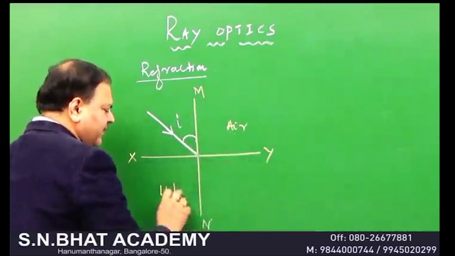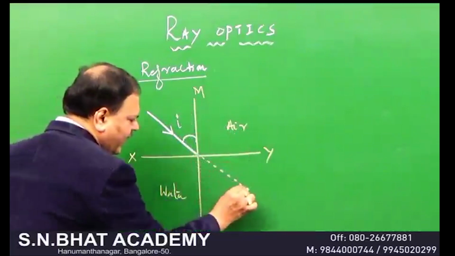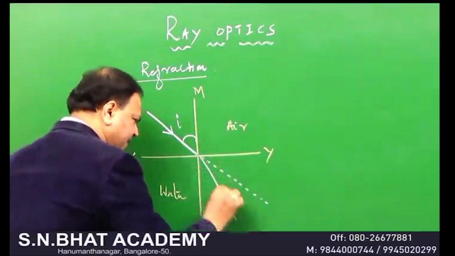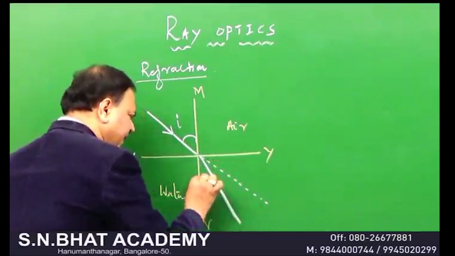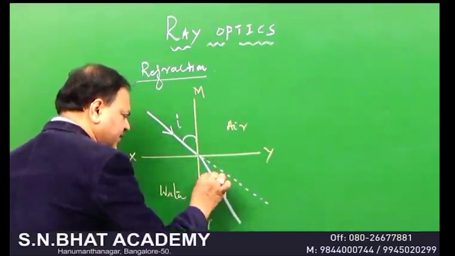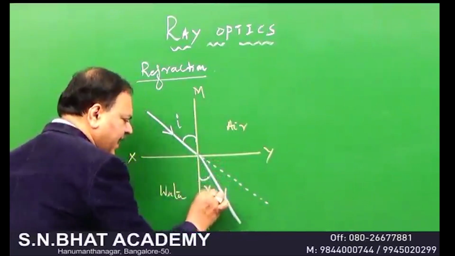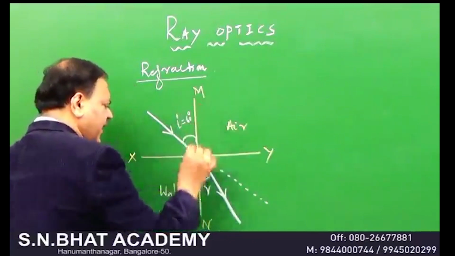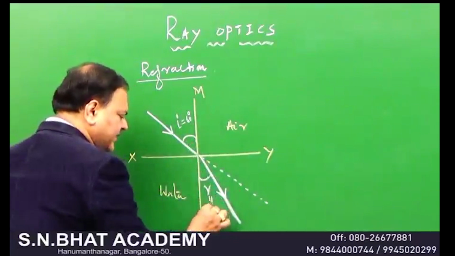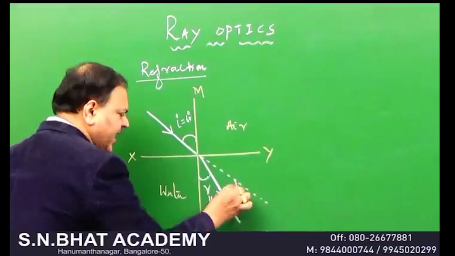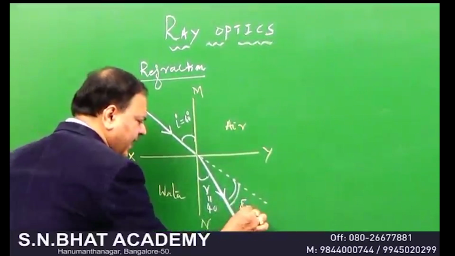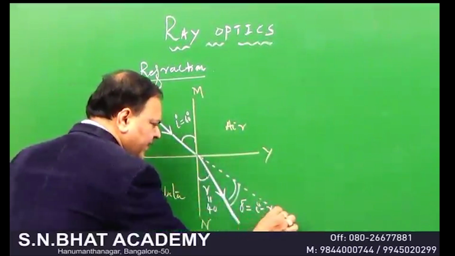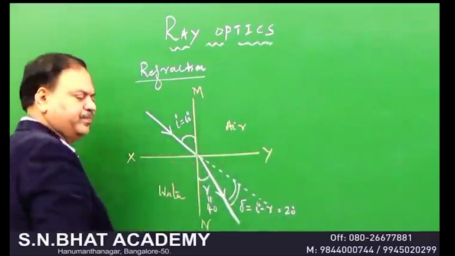You know that in the absence of water or another medium, the ray of light would have traveled straight. Because of this medium, the ray of light bends like this. This bending is called refraction, and this angle is called the angle of refraction. Suppose i is 60 degree and r is, let us say, 40 degree, then this angle is called the deviation, here i minus r, which is equal to 20 degree in this case.